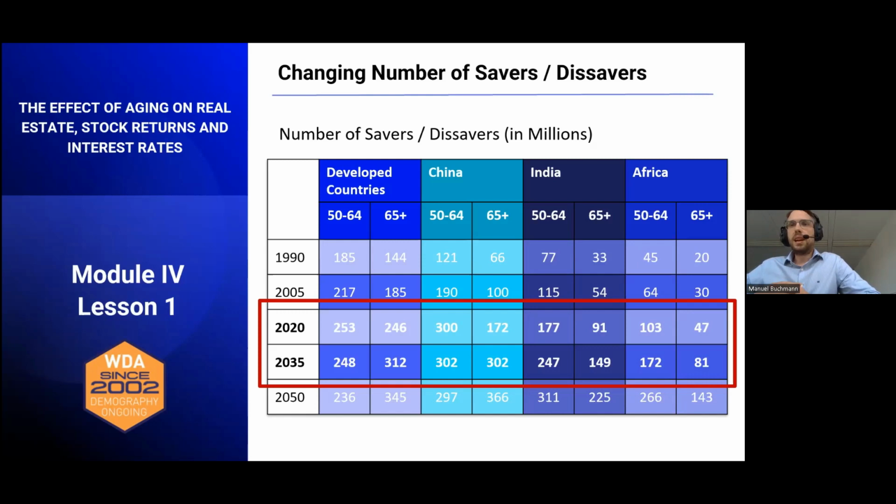The remainder of this lecture, of this module, will focus on the developed countries, the retirement of the baby boomers, but we'll also at some points talk about China. What does this big shift in China have to do with financial markets in developed countries?